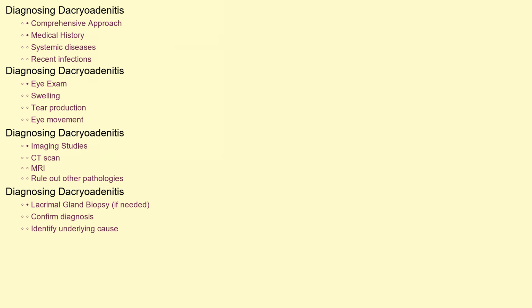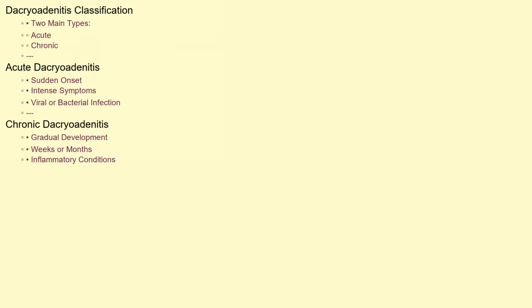identify the underlying cause. Dacryoadenitis can be broadly classified into two main types: acute and chronic. Acute dacryoadenitis usually presents suddenly with intense symptoms, often triggered by a viral or bacterial infection. Chronic dacryoadenitis develops gradually over weeks or months and is commonly associated with underlying inflammatory conditions.